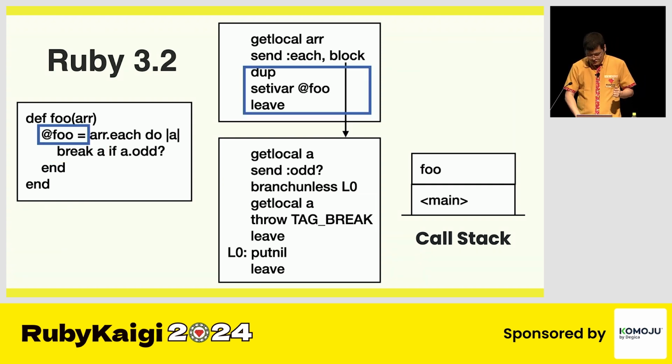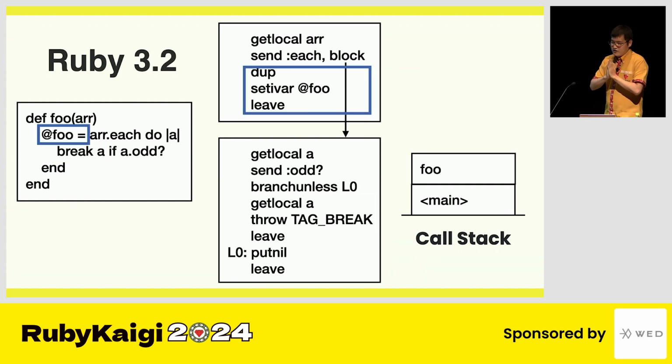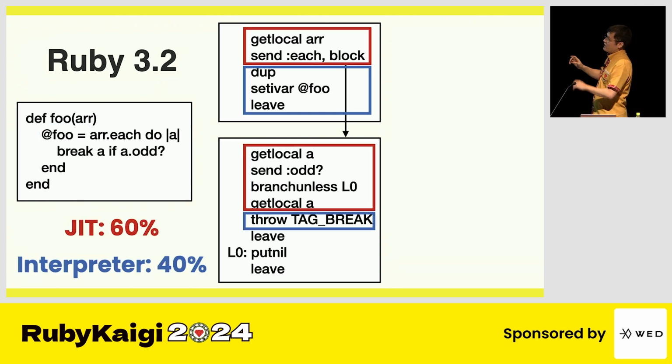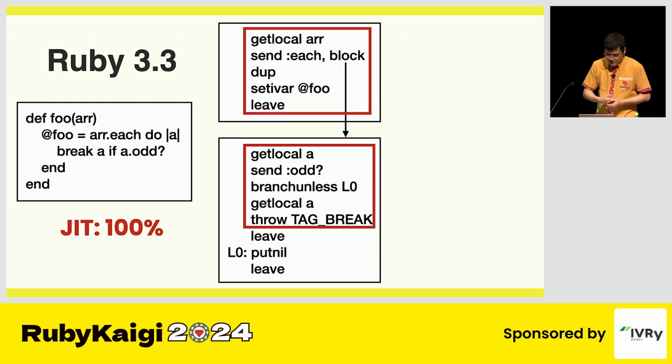And after that, because in Ruby 3.2 we didn't support compiling exception handlers, we needed to execute the subsequent code, like setting the instance variable foo, in the interpreter. So that way, if you run Ruby 3.2, the ratio in YJIT is going to be like 60%. But in 3.3, because we support exception handler method calls, we now make the ratio in YJIT 100%. So 3.3 is like a YJIT that can compile everything for you.